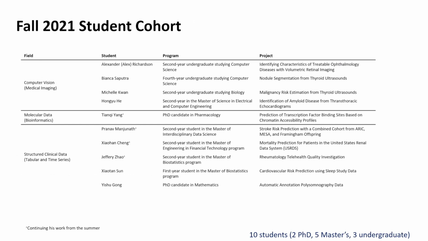So what you have here is a snapshot of the cohort from fall last year. We had 10 students, 2 PhD students, 5 master's students, 3 undergrads. 4 of the students continued from summer last year. The projects are diverse in nature.